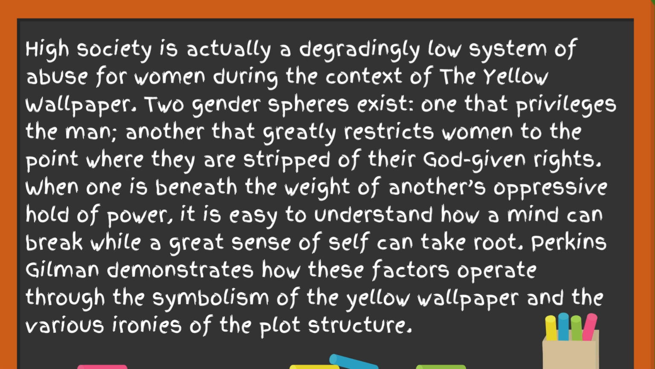When one is beneath the weight of another's oppressive hold of power, it is easy to understand how a mind can break while a great sense of self can take root. Perkins-Gilman demonstrates how these factors operate through the symbolism of the yellow paper and the various ironies of the plot structure. So let's start at the end in terms of the construction of meaning.